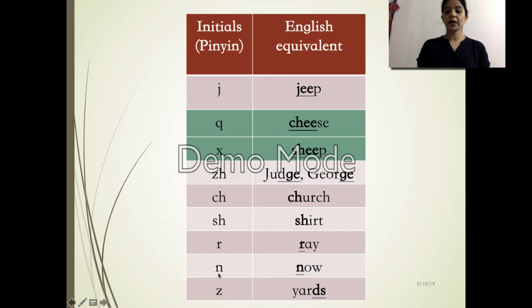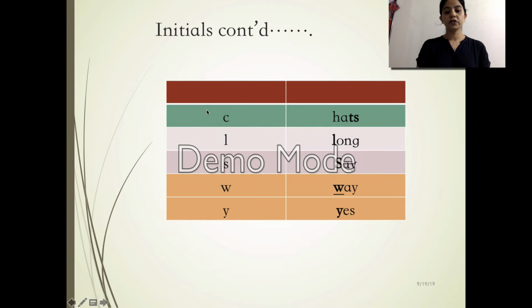Then comes N. N is same as na. Z is like z, how we say z. So basically you have to press your teeth and say z, right? Okay, the next set of initials: C. So C is like ts, ts. So we never say C like how we say can or cat. No, never say C like k. It's always like ts, like hat, ts, ts. L is like l. S is same as s, and W is like w, and Y is like y.